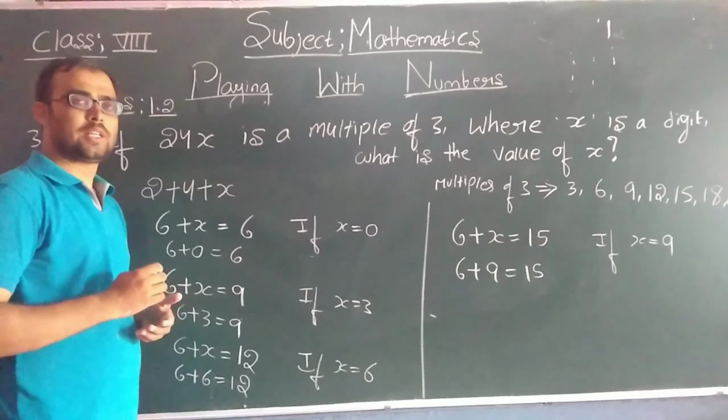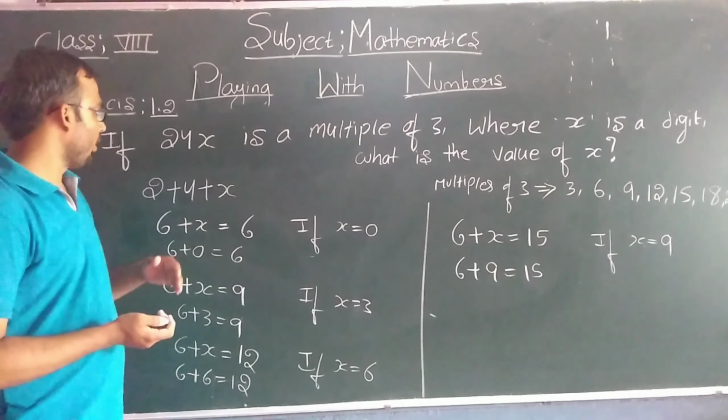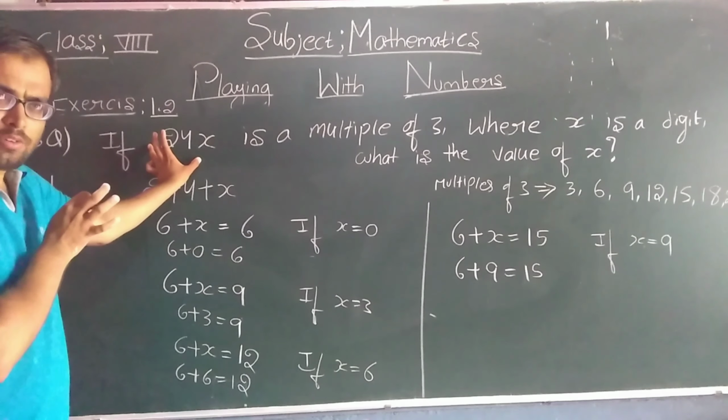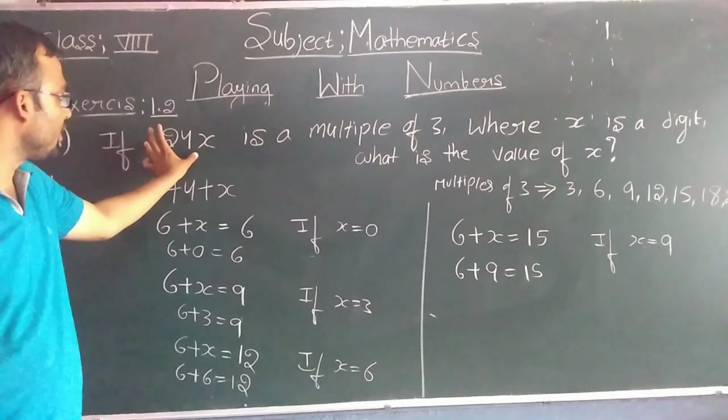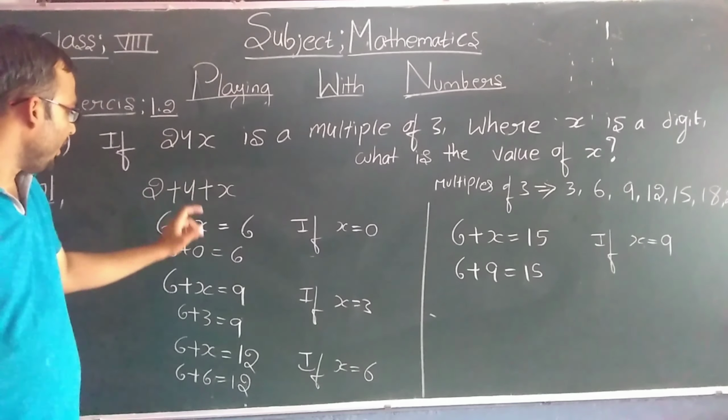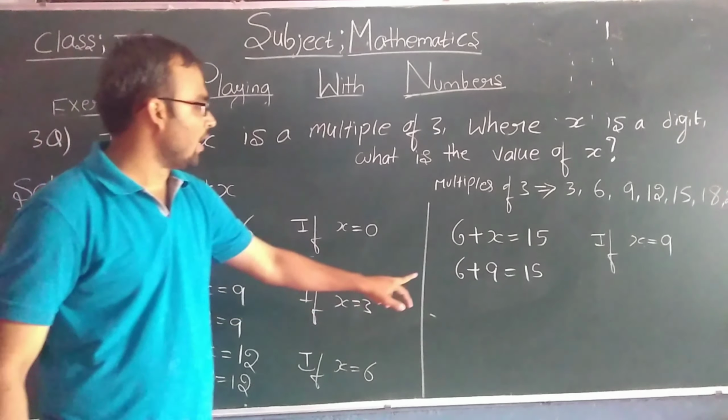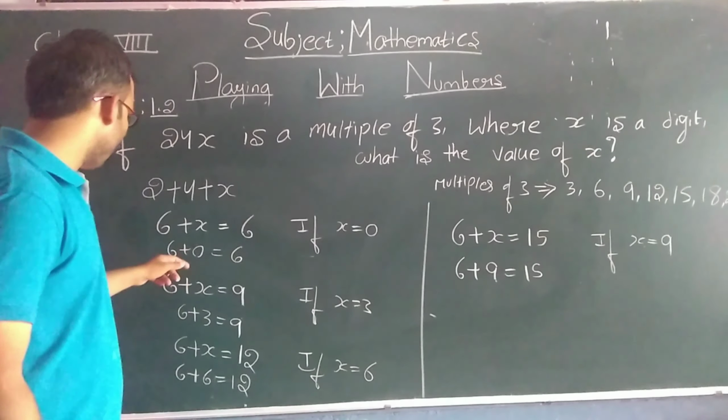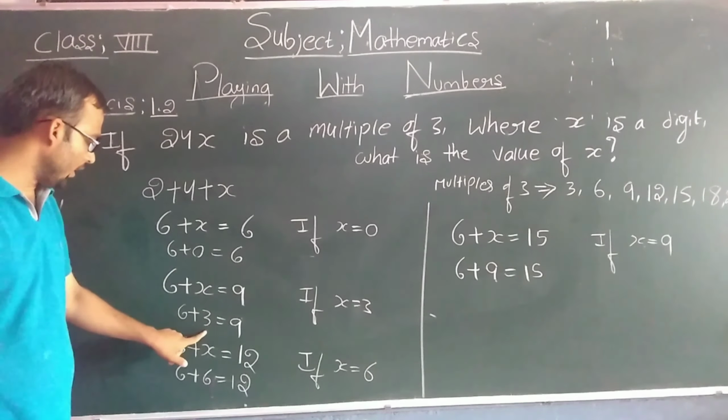So here, what are the possible values of x? When we add 0, 3, 6 and 9, then this number will become a multiple of 3. Therefore, the values of x are 0, 3, 6 and 9.